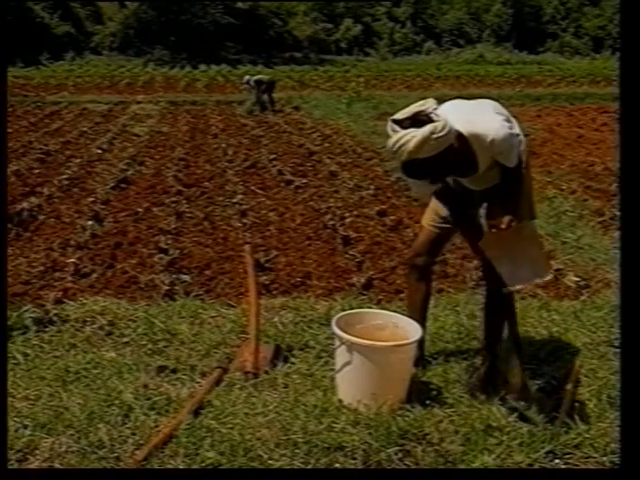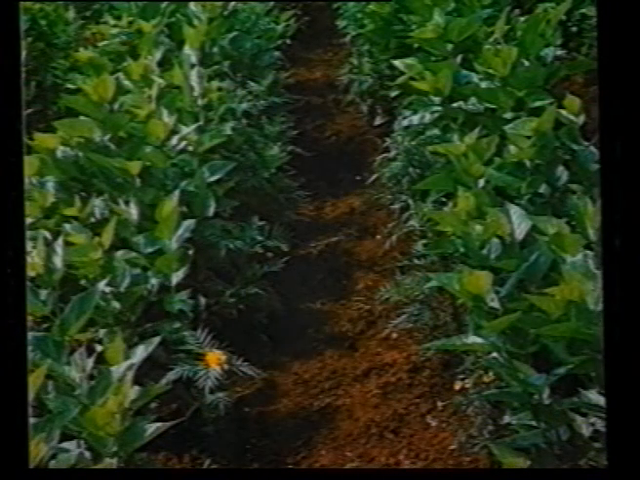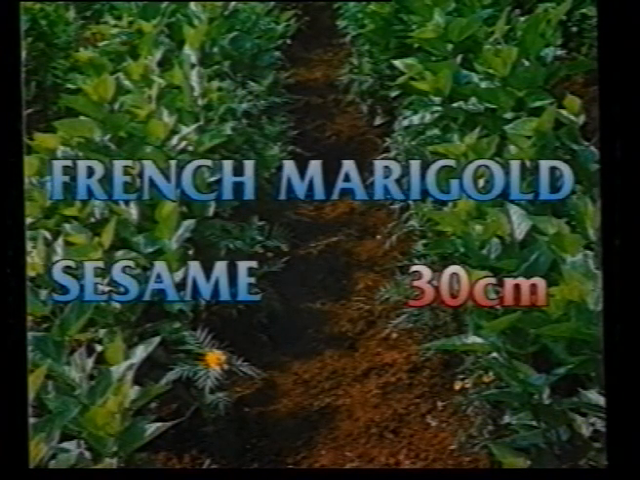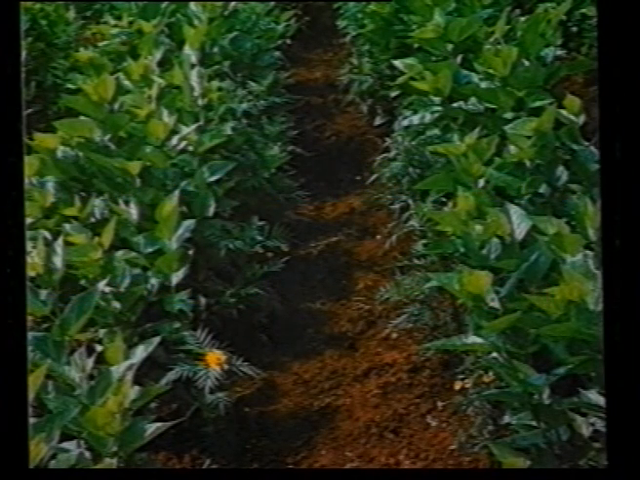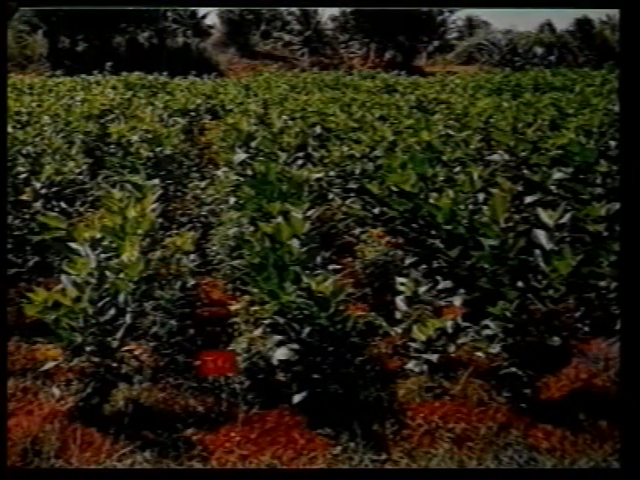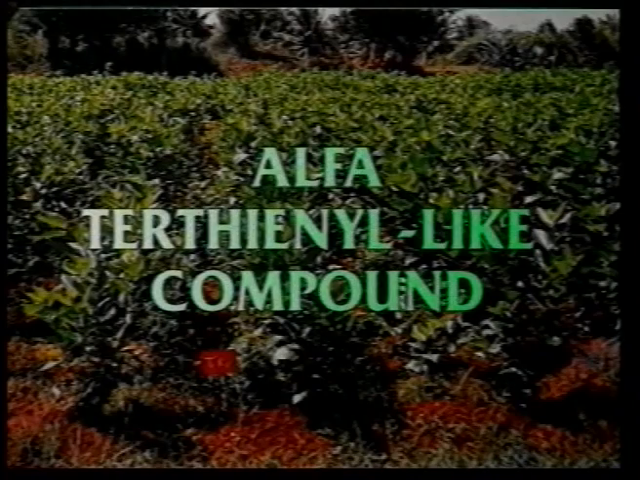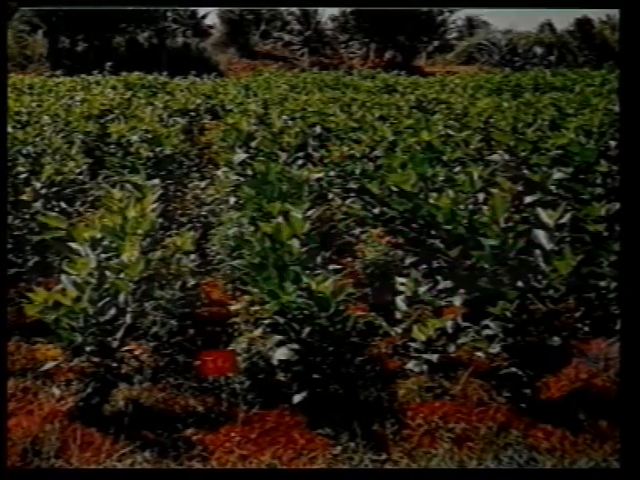Garden implements should be thoroughly washed before use. Intercropping with French marigold and with sesame at 30 centimeter distance between the rows, and mulching them at flowering stage, enriches the soil and helps to control the diseases through the release of alpha-terthienyl-like compound.